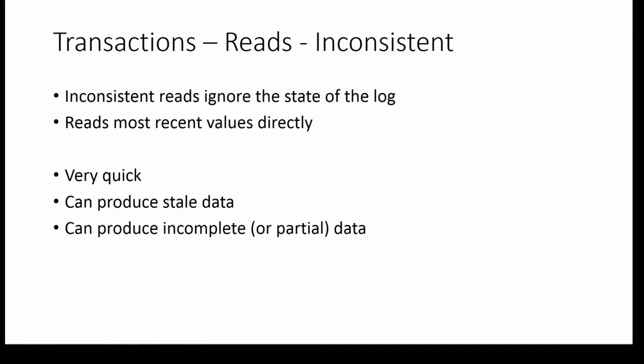The last read type is the inconsistent read type. This one completely ignores the state of the log and just goes and finds the most recent value. It's even quicker than the previous version. It's extremely quick, but there are two problems with it. One, it can produce stale data, because it can get data that's old but just hasn't been updated yet. Or if the process in the server is in the middle of a write, it can actually get partial data. It can read half of a record, which, if your system needs a read that quick, you'd have to be willing to make that sacrifice of possibly getting partial data.